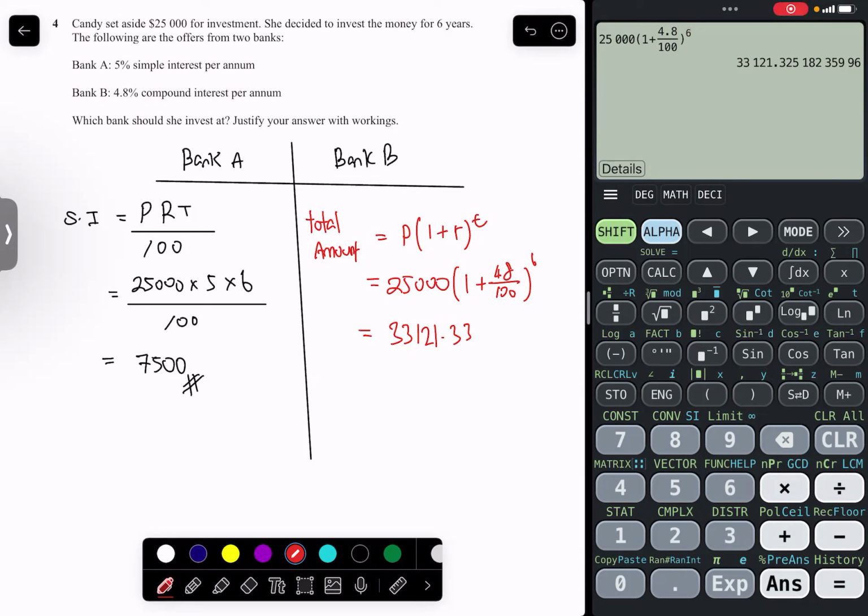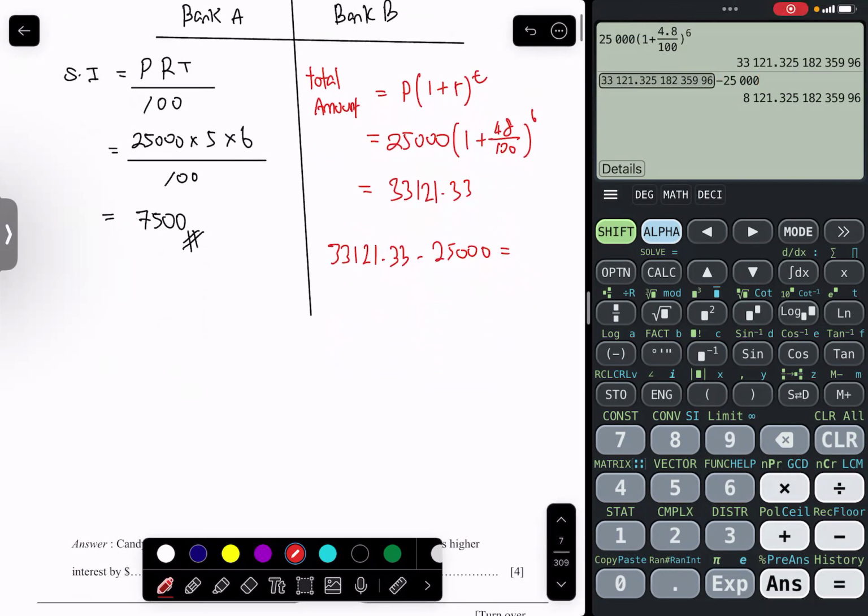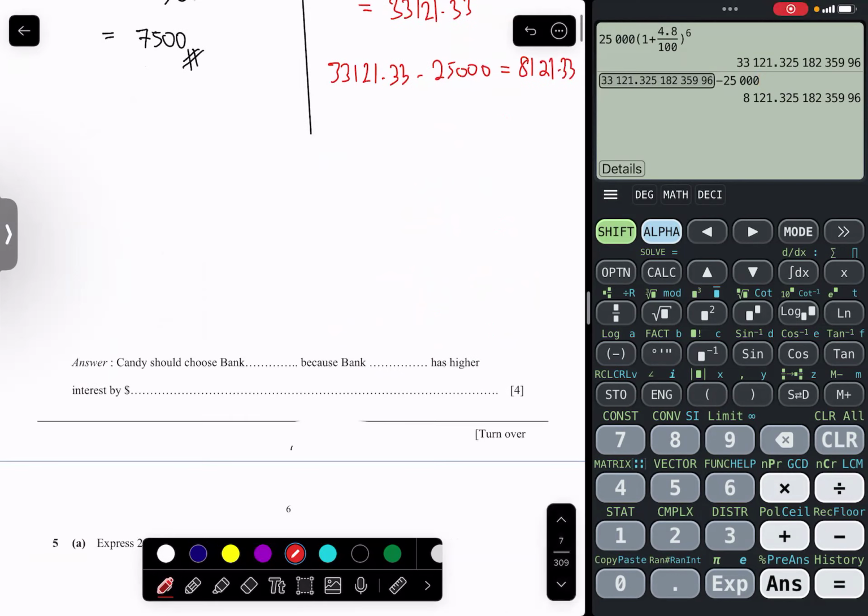However, this is the total amount. So we need to take 33,121.33 minus the initial investment of 25,000 to find out the actual interest, which is 8,121.33. So then we'll say choose Bank B, because Bank B has higher interest by $621.33. Answer.